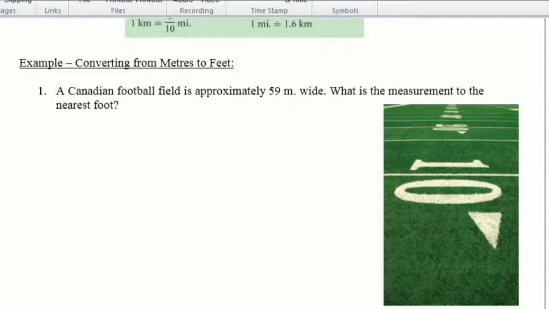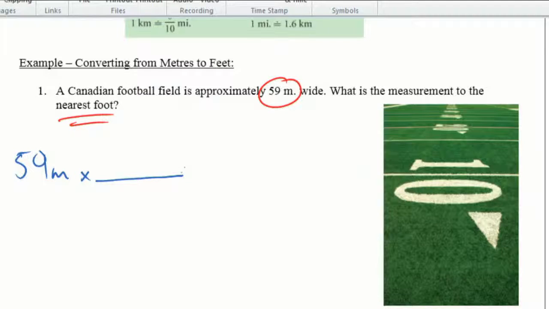So looking at the question, the field's 59 meters wide, and we need a measurement to the nearest foot. So what I'm going to do is start with 59 meters, and I'm going to use a unit conversion. So I'm going to multiply that by something. Now, I need to get the meters to cancel out, so I'm going to put it on the bottom, and I want to end up with units of feet, so I'm going to put it on the top.